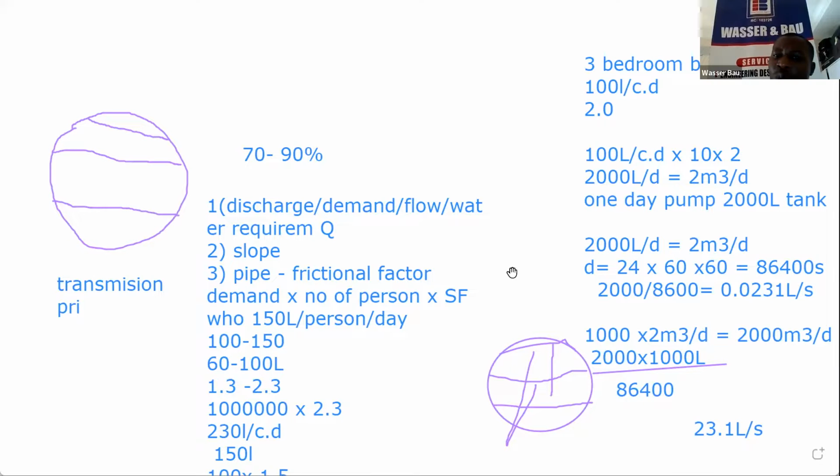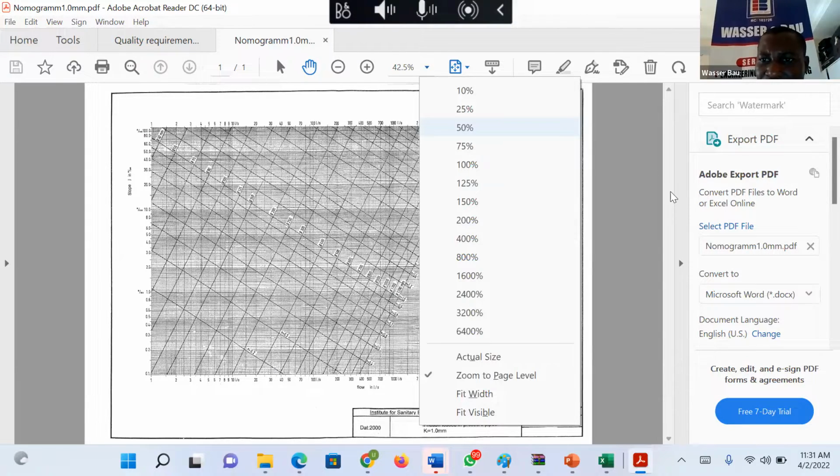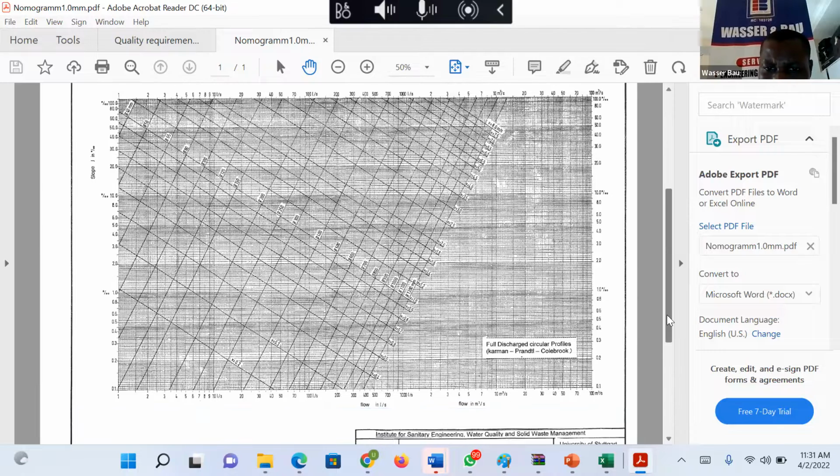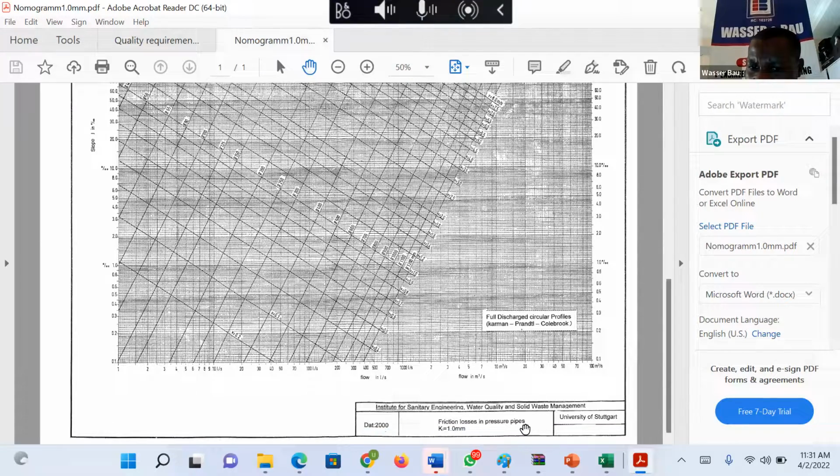Okay, this is what the chart looks like. On the horizontal, it is flow in liters per second, which is your discharge. In the vertical, it is your slope. Then on this particular chart, you can see frictional losses in pressure pipes. K is 1.0, for concrete pipe, but that doesn't mean anything.